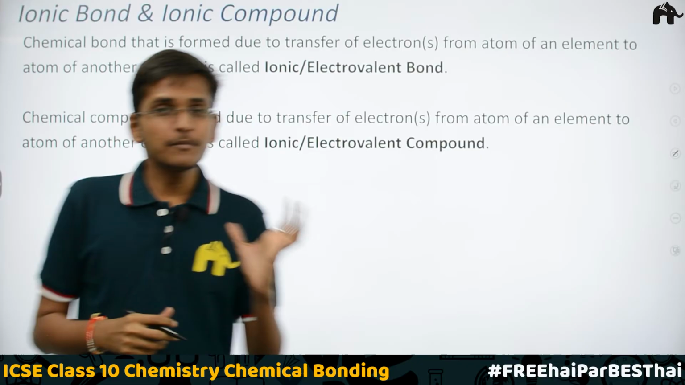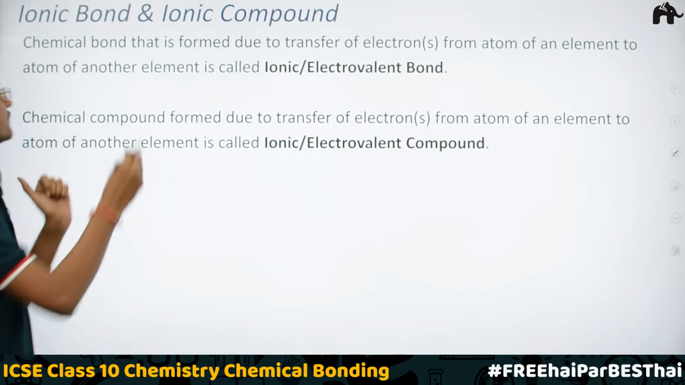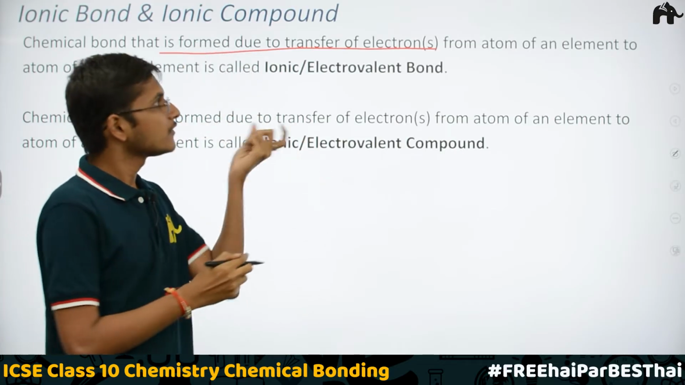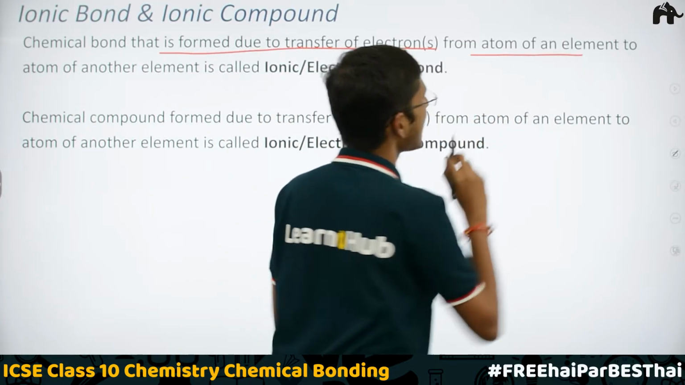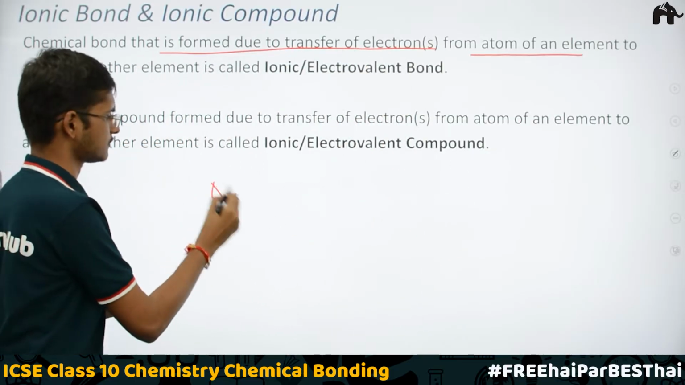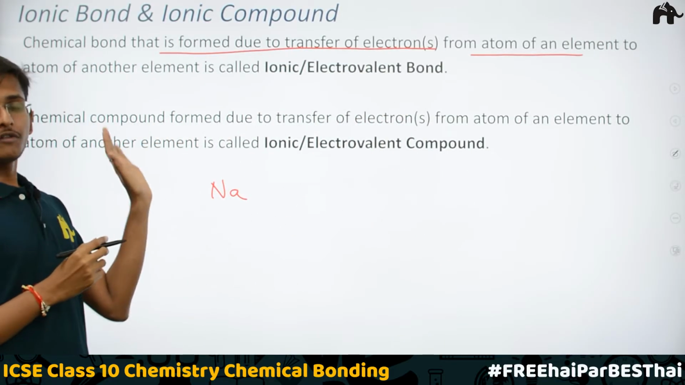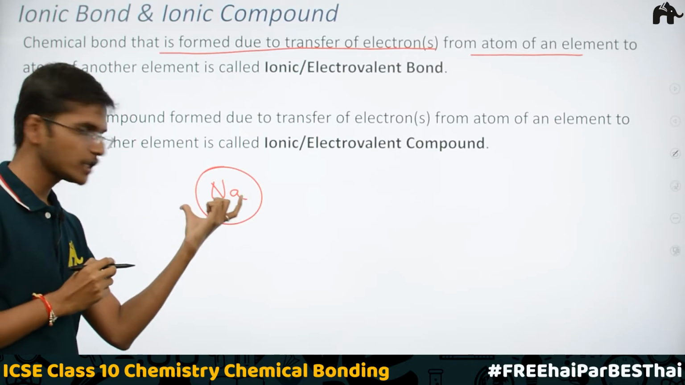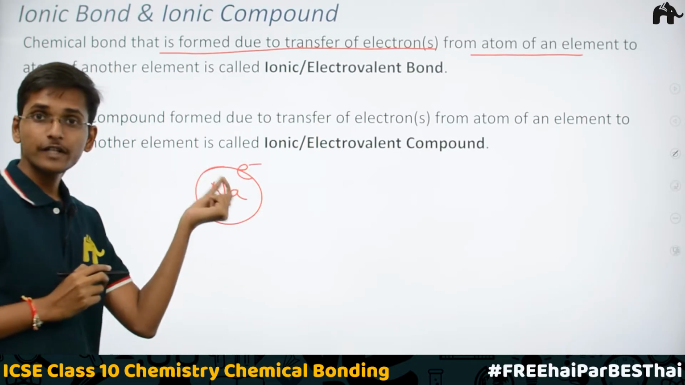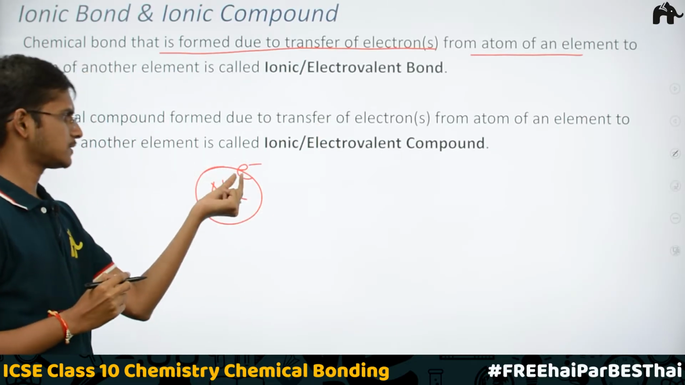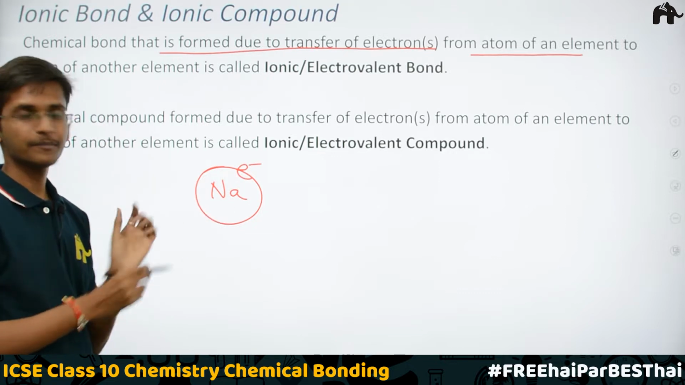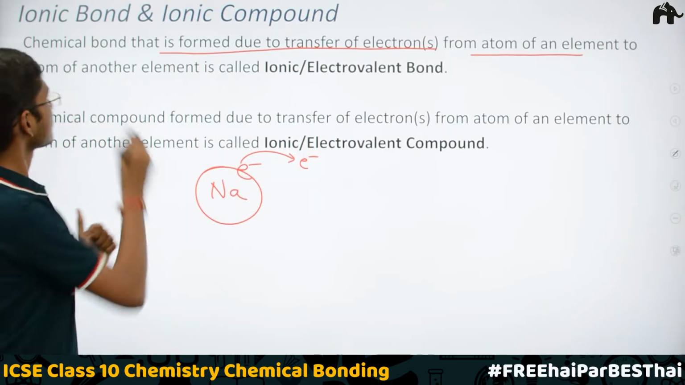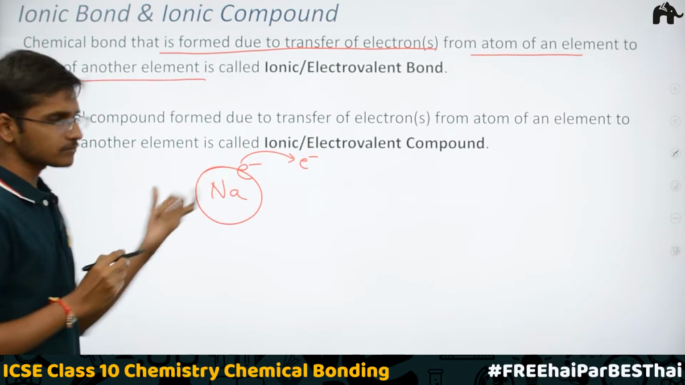So an ionic bond is a chemical bond which is formed due to the transfer of electron or electrons from the atom of an element. Now, this is the important thing. I'm taking, suppose, sodium. The bond is formed due to the transfer of electron from the outermost shell of the sodium atom, so transfer of electron from the atom of an element. This is the atom of sodium element, and here the electron is getting transferred to the atom of another element.